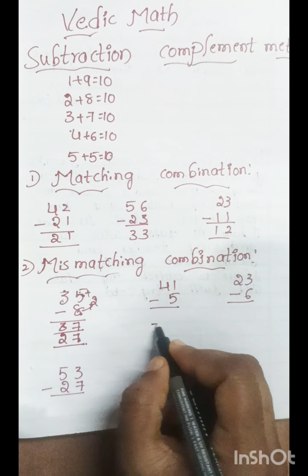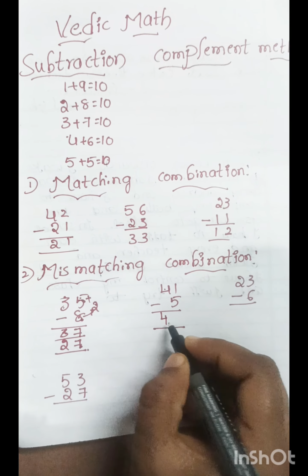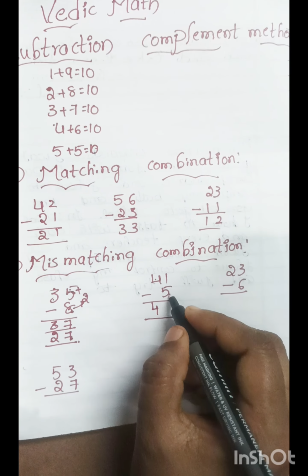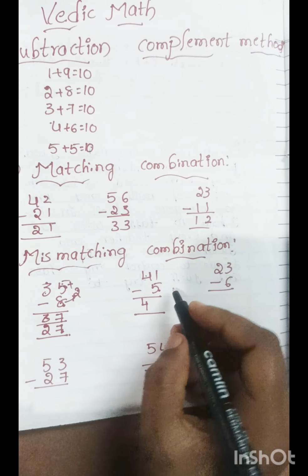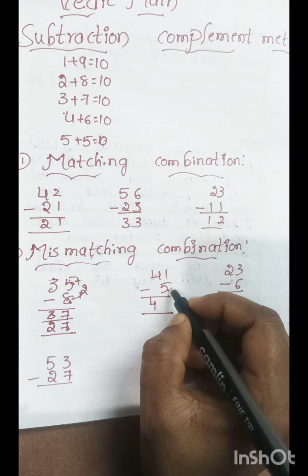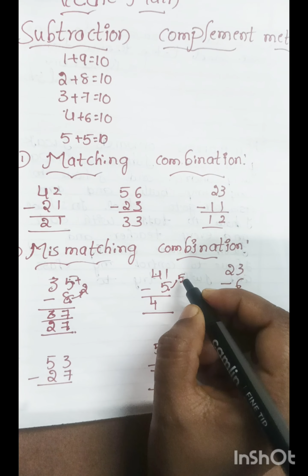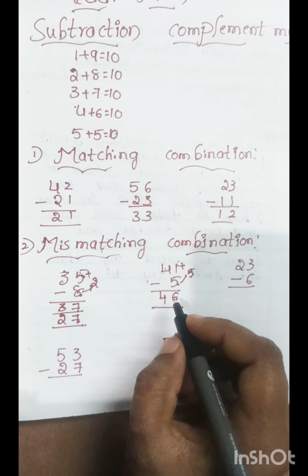So let us see another example. First you should write 4 as it is. And here 1 minus 5 is not possible. This is a mismatching combination. That's why first we should write the complement for 5. What is the complement for 5? 5. This complement you can add to the upper number. 5 plus 1 is 6.